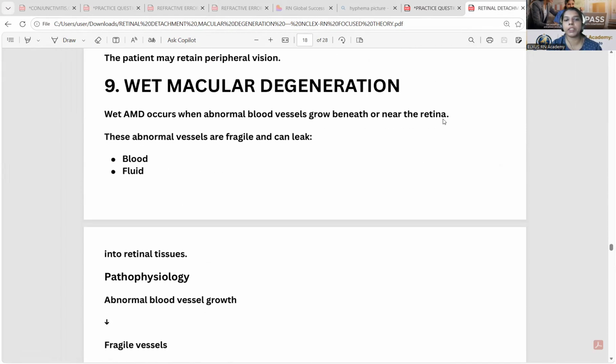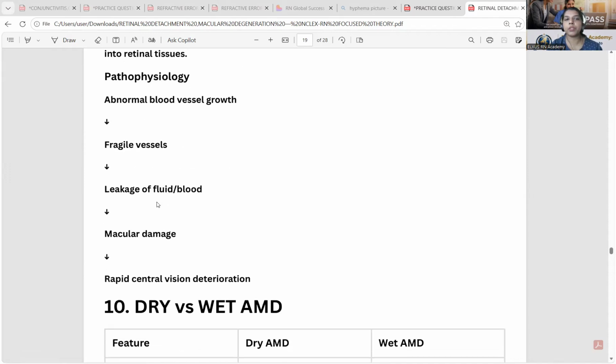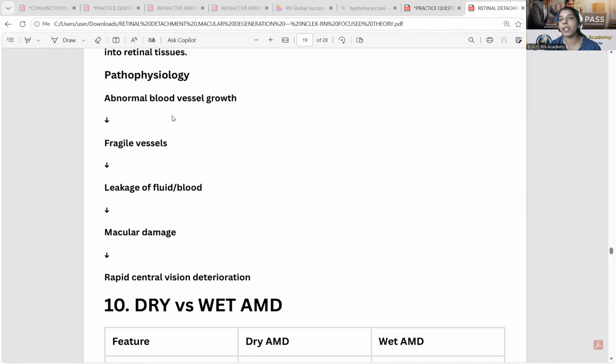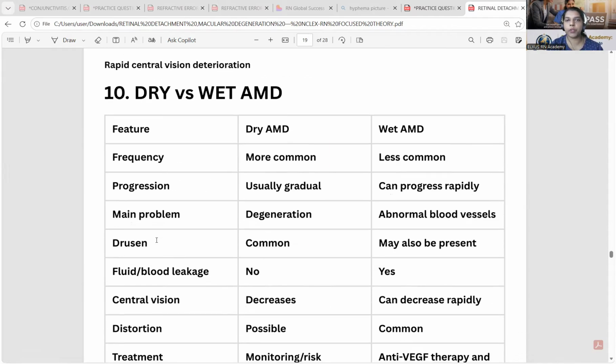But in wet macular degeneration, what happens? There is a formation of new blood vessels near or beneath the retina. So blood or fluid can leak into the retinal tissues. The main pathophysiology is abnormal angiogenesis, or abnormal formation of new blood vessels. These blood vessels can be very thin or fragile, and they can cause leakage of fluid and blood into the retinal tissue. That can lead to macular degeneration, and atrophic changes can occur. In addition, there may be rapid loss of the retina and deterioration can occur.